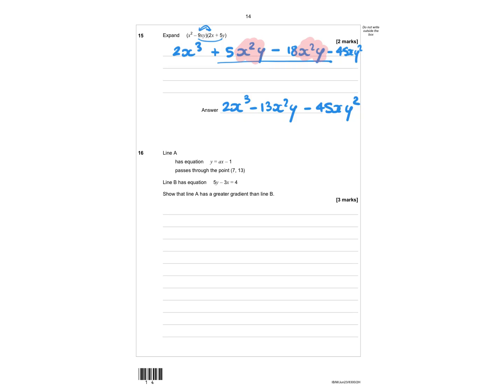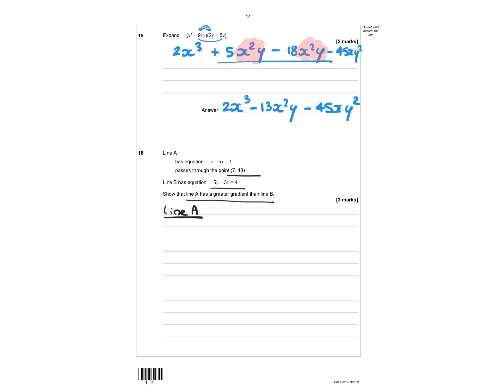Question 16. Line A has equation y equals ax minus 1, passes through this point, and line B has this equation. Show that line A has a greater gradient than line B. So this is the kind of question where we want to divide up our page so we can make our working very clear. And let's work with line A first of all.